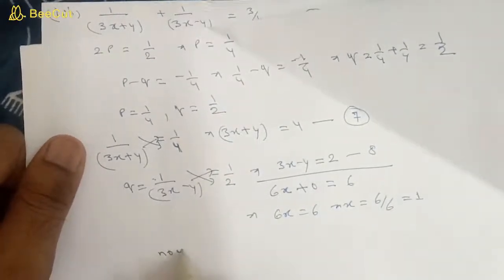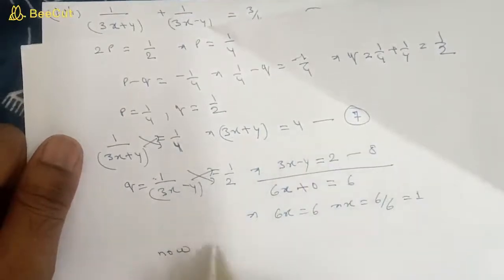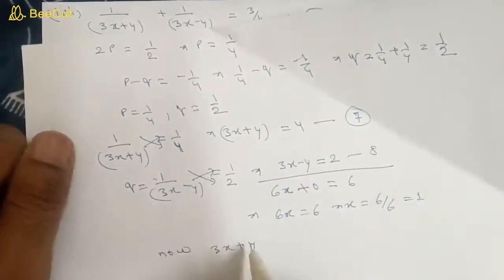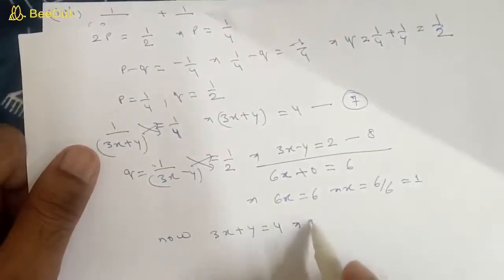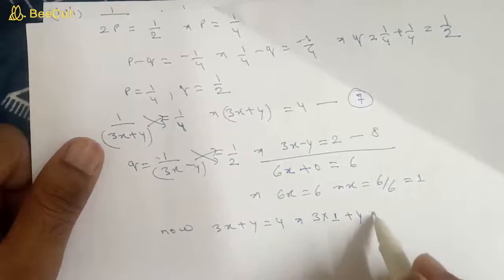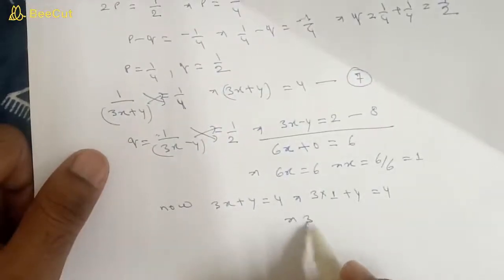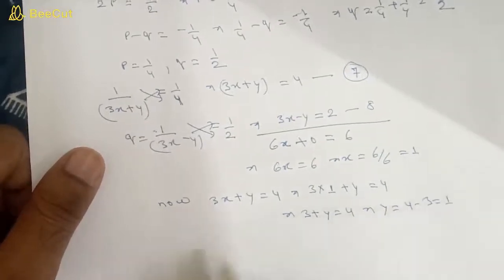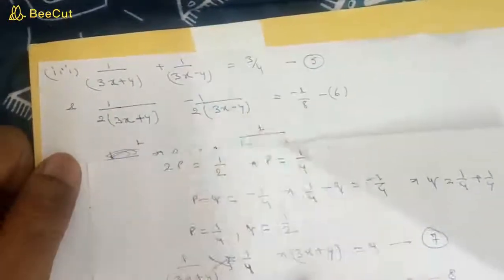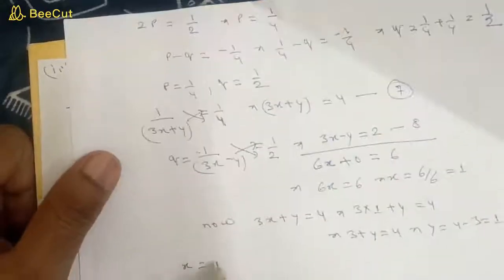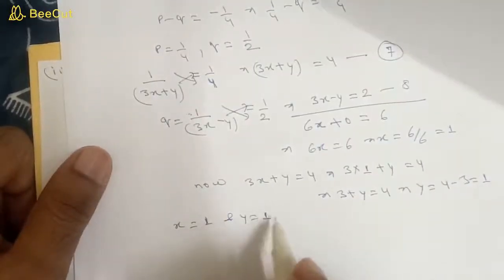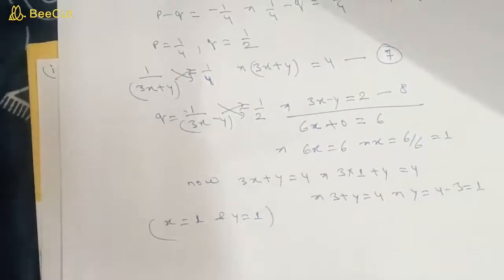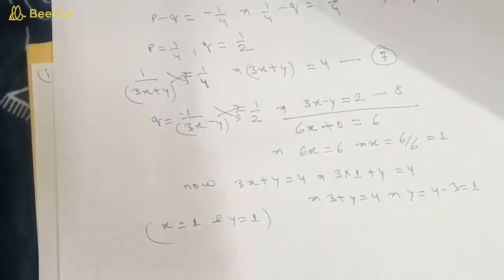Now put the value of x in equation number 7. 3x plus y is equal to 4. So put x is equal to 1. 3 into 1 plus y is equal to 4. So we got 3 plus y is equal to 4. Y is equal to 4 minus 3 is equal to 1. So we have got the solution of the pair of these two linear equations as x is equal to 1 and y is equal to 1. So we have solved three different types of linear equations. Hope you understand the basics of solving these equations.